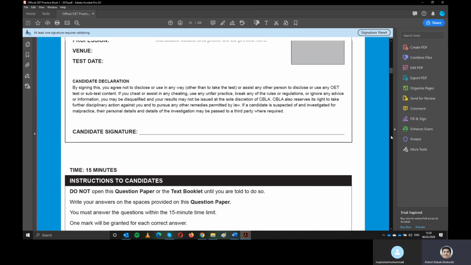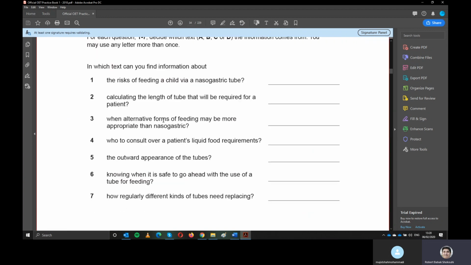Yes. So okay, let's go down to here. So the risk of feeding a child via NG tube is A. Calculating the length is B. When alternative forms of feeding may be more appropriate than NG tube. Was it in D? I don't know. Yes, we have to check that.